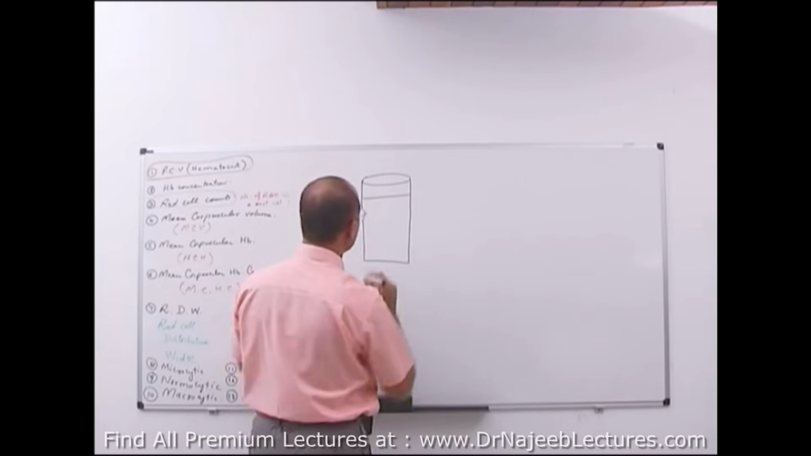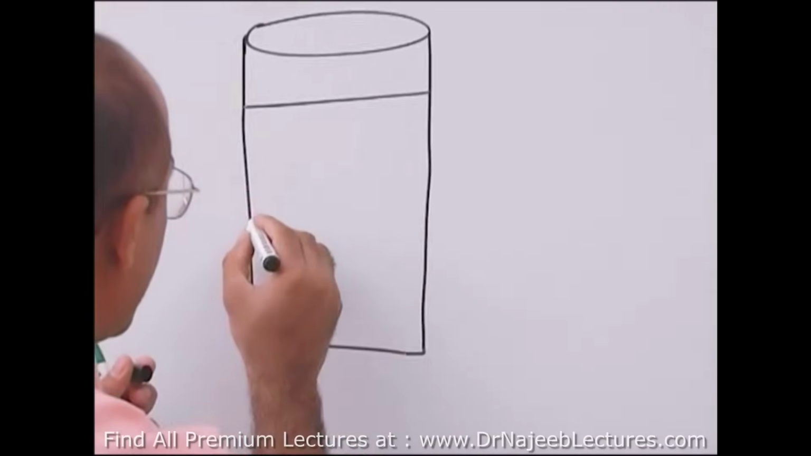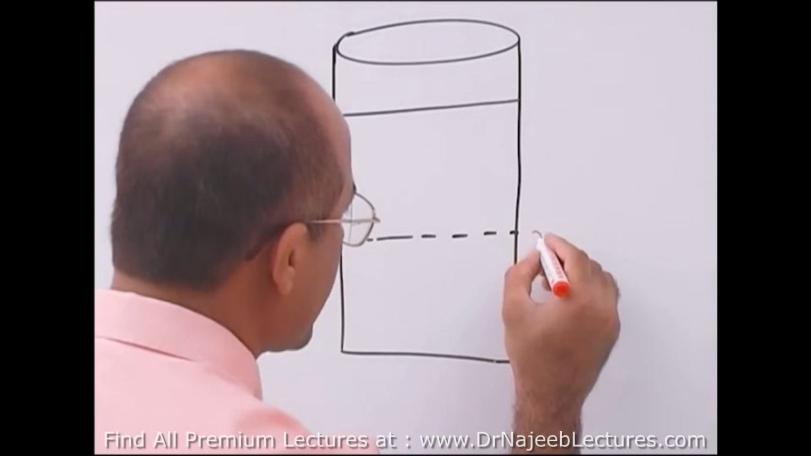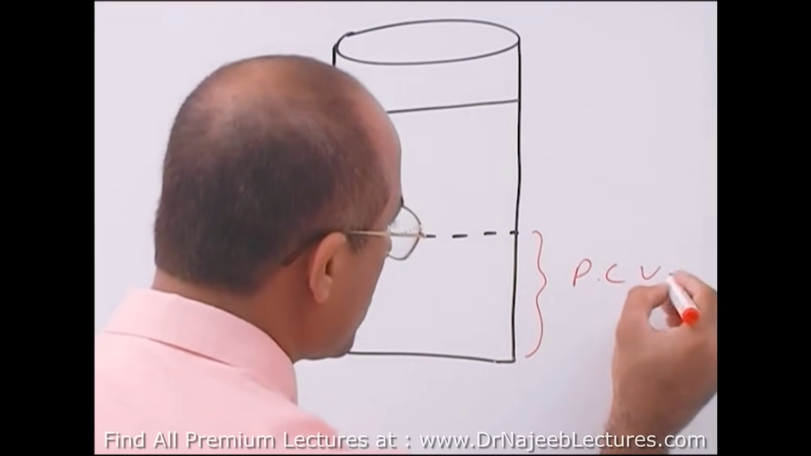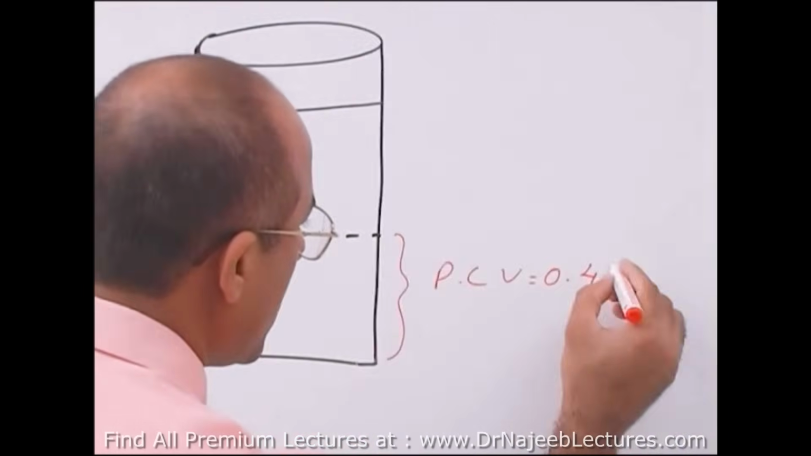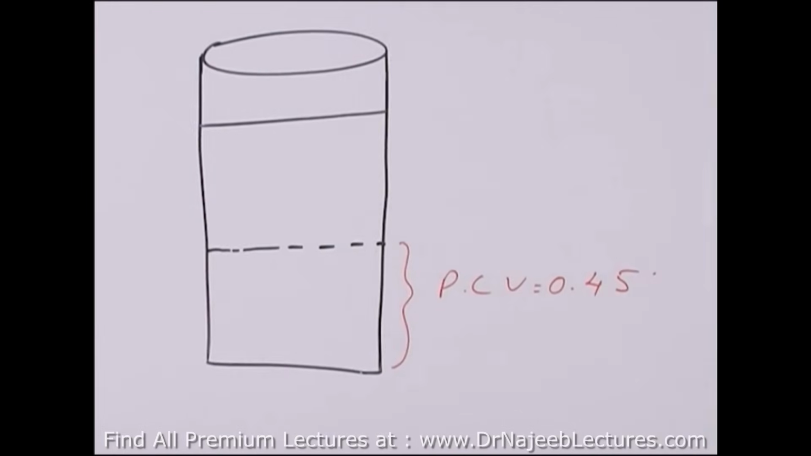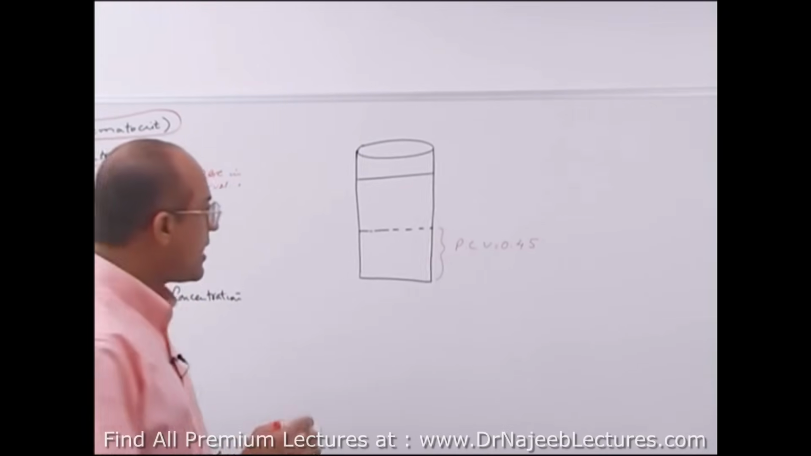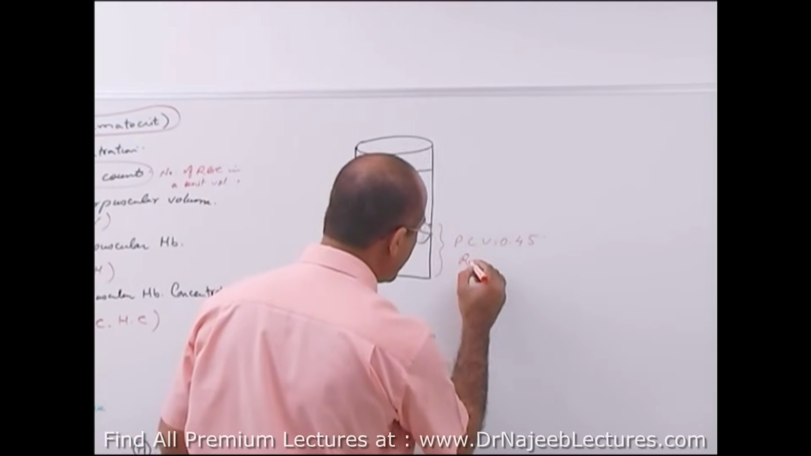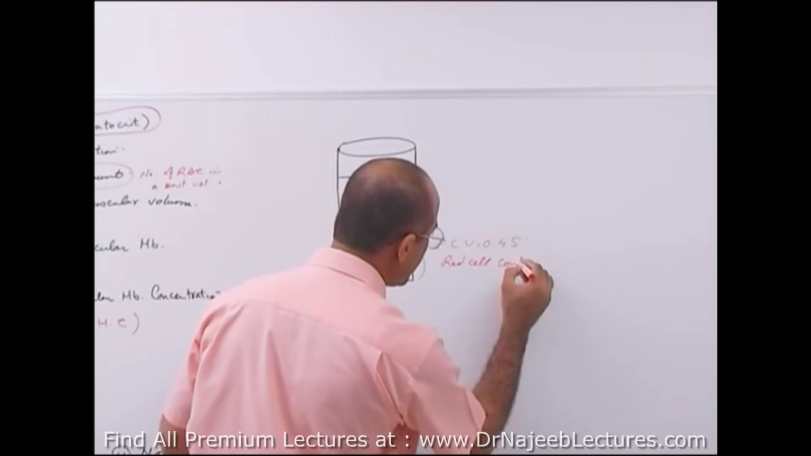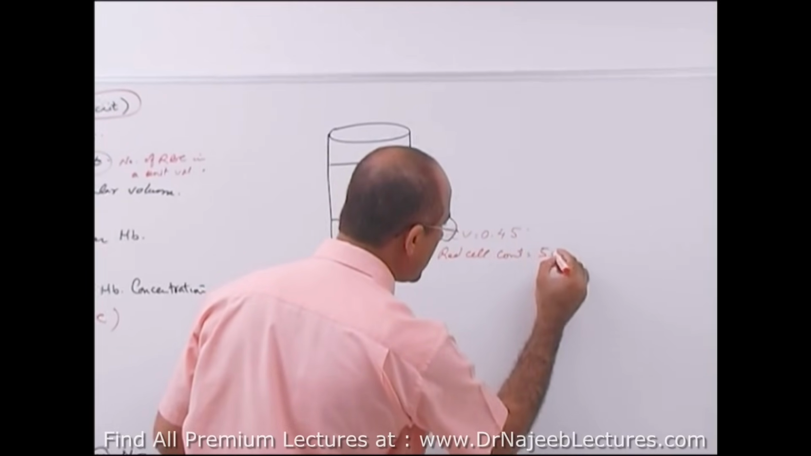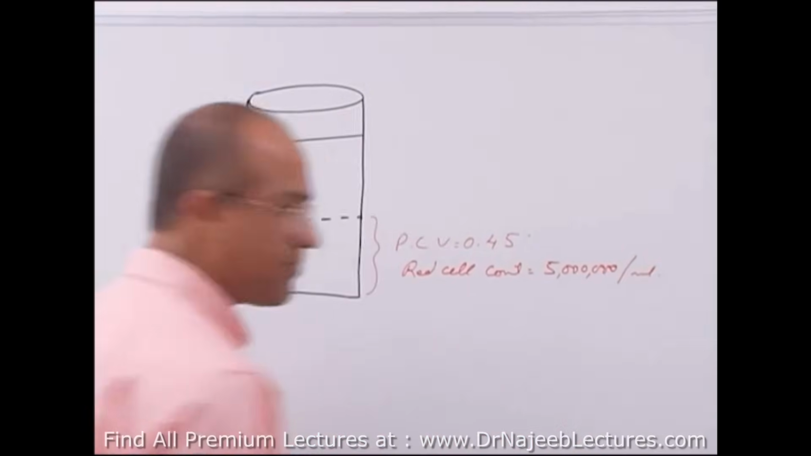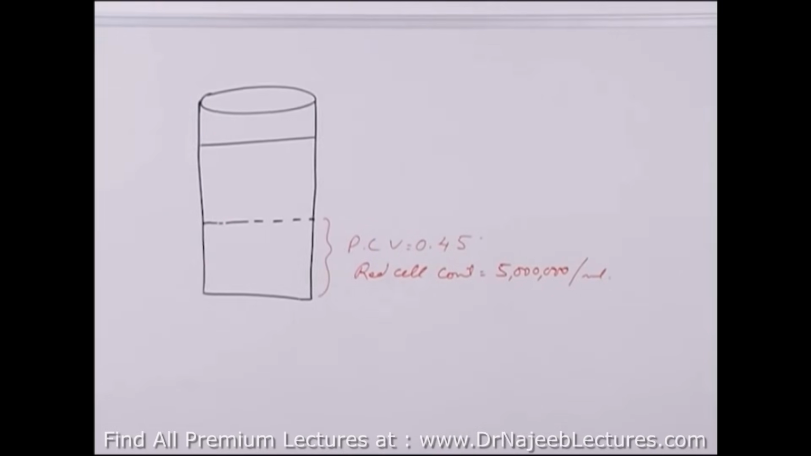Let's suppose we have taken 1 unit of blood from a person, and out of that, this is his packed cell volume. Let's suppose for a normal person it is 0.45. A normal person has a range, but let's suppose in this given normal person, the packed cell volume is 0.45. And the red cell count is 5 million per ml. Is that right?